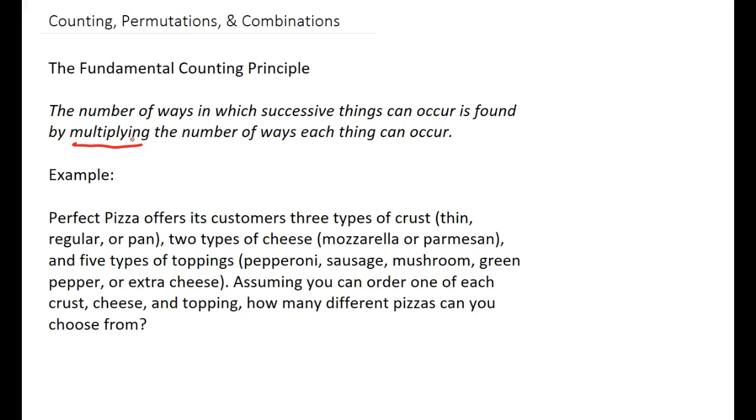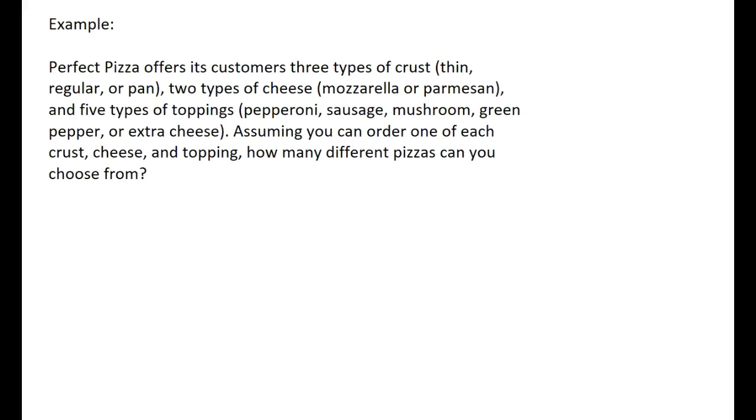Alright, so if that's confusing, let's do an example and maybe it'll be clearer. So we've got Perfect Pizza, and they offer its customers 3 types of crust: thin, regular, or pan; 2 types of cheese, mozzarella or parmesan; and 5 types of toppings: pepperoni, sausage, mushroom, green pepper, or extra cheese. Assuming you can order 1 of each crust, cheese, and topping, how many different pizzas can you choose from?